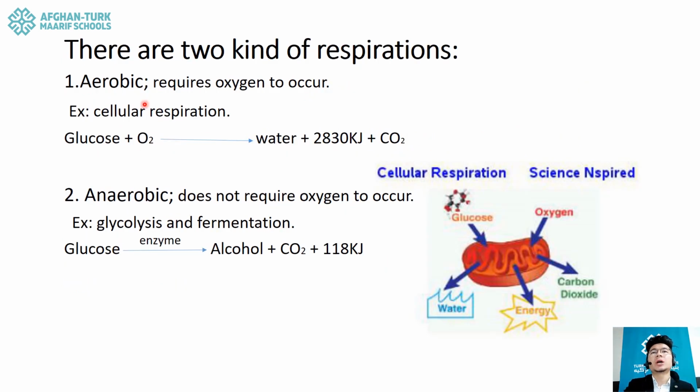We have got two kinds of respiration. First one is aerobic and the second one is anaerobic. In aerobic respiration, we need oxygen. If there is no oxygen, there will be no aerobic respiration as well. For example, cellular respiration, in which glucose and oxygen combine together and make water, energy and carbon dioxide as a waste.